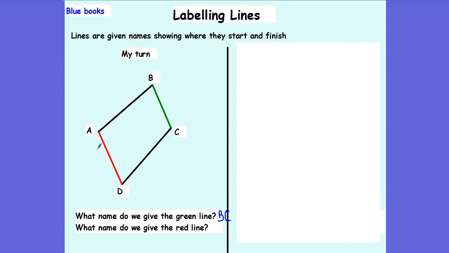Barbara, what do we give the line AD? What do we call that? We can call it AD. What else can we call it, Barbara? We could call it DA. Both would be correct. Normally we put them in alphabetical order.